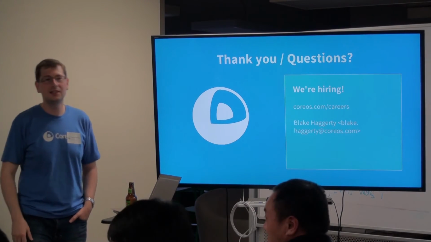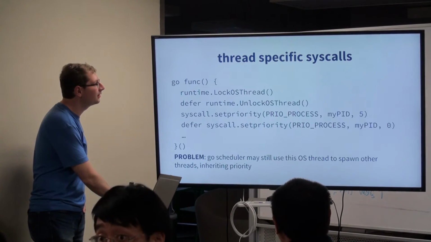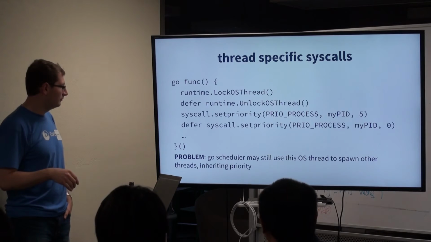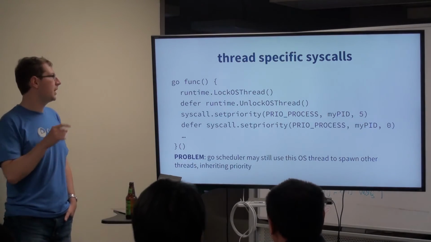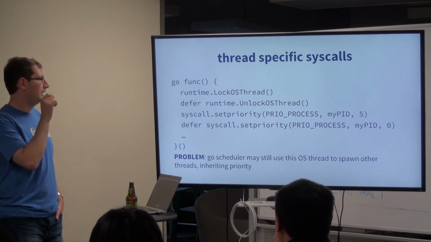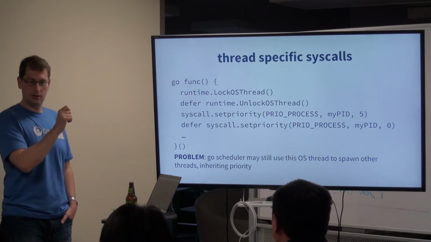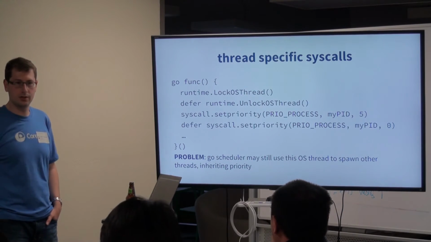Can you go back three slides? Sure. So, how can the scheduler run on that thread when it's locked? Because the lock says that no other goroutine can run on this thread. Gotcha. The scheduler is not a goroutine. The scheduler is part of the runtime. Gotcha.